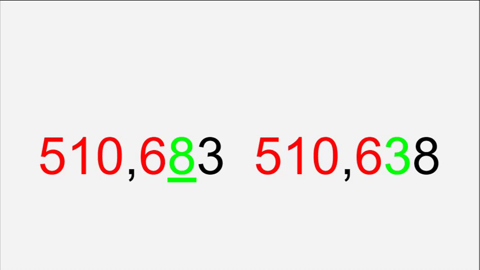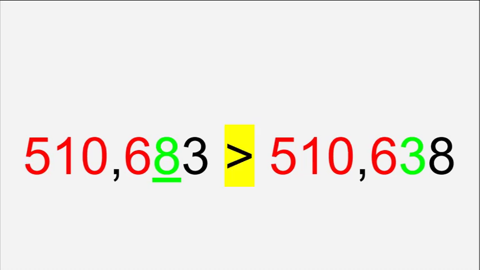The first number has an 8 in the tens place value. The second number has a 3 in the tens place value. 8 is bigger than 3, and 3 is less than 8. So when comparing, we will say 510,683 is greater than 510,638. Be sure to check your work.